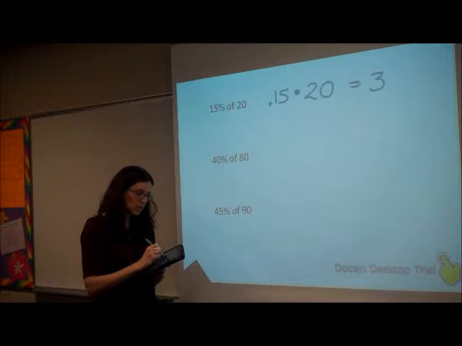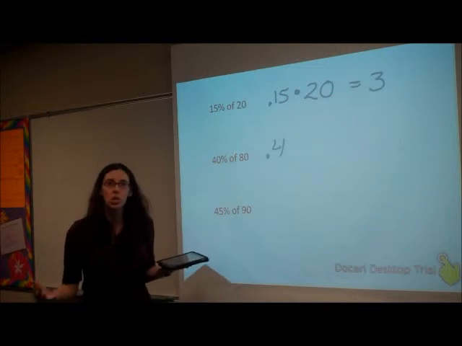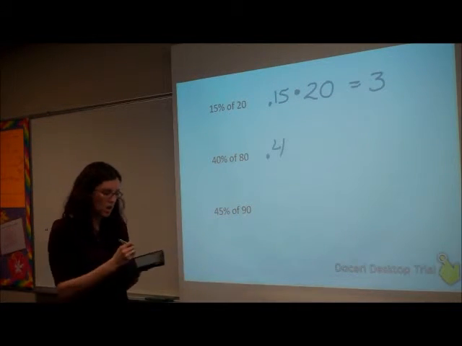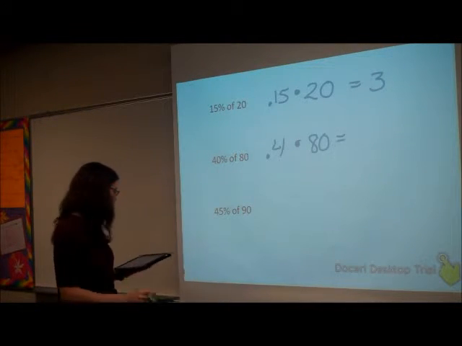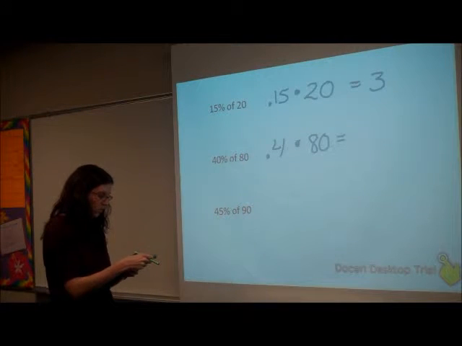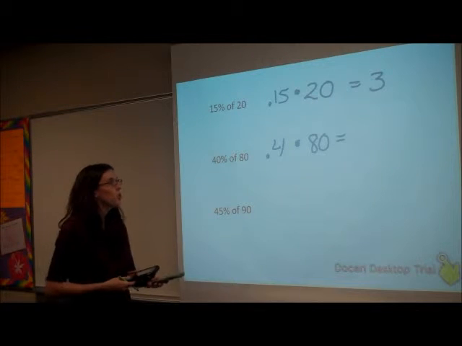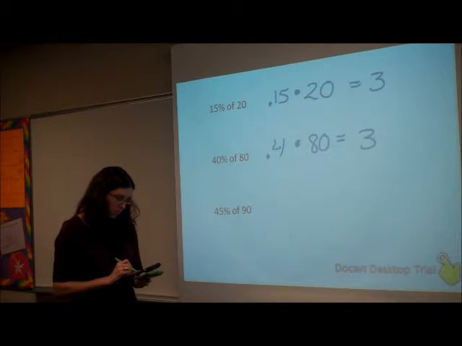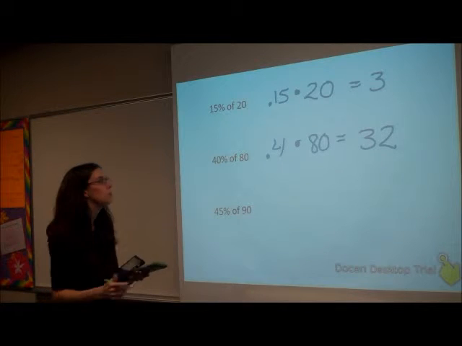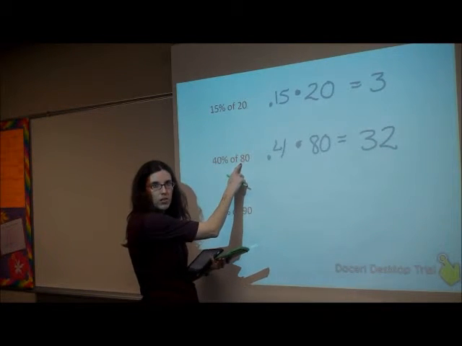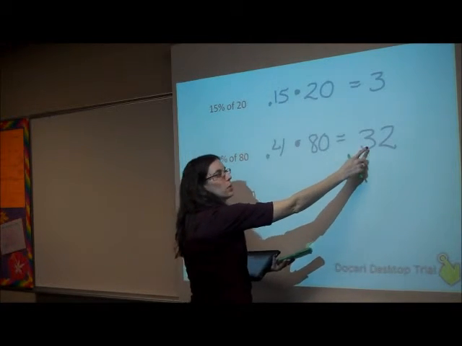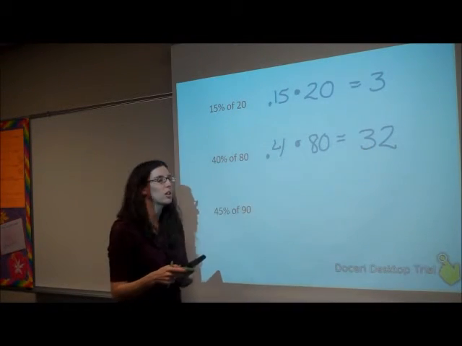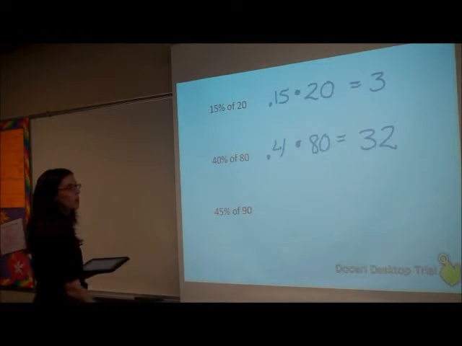Alright, now let's look at 40% of 80. So 40% as a decimal would be 0.40, or I'm just going to use 0.4. Of means to multiply, and then 80. So if I take 4/10 and multiply by 80, you get 32. Again, using mental math, 50% of 80 would be half of it, which is 40. So 40% should be a little bit less than 40, which it is. 32 is a little bit less than 40, or half.